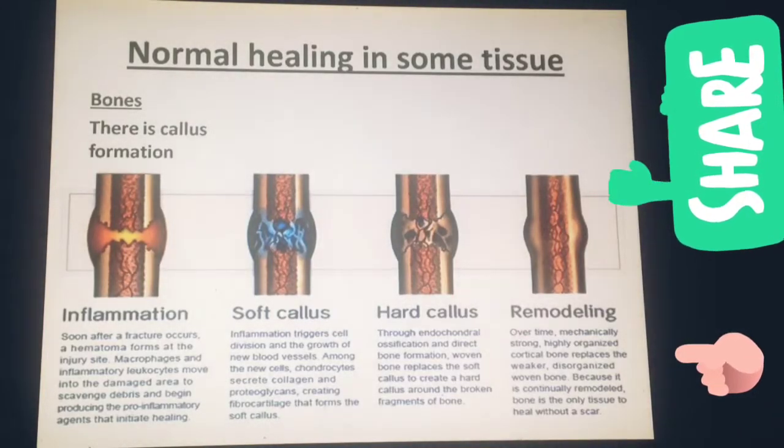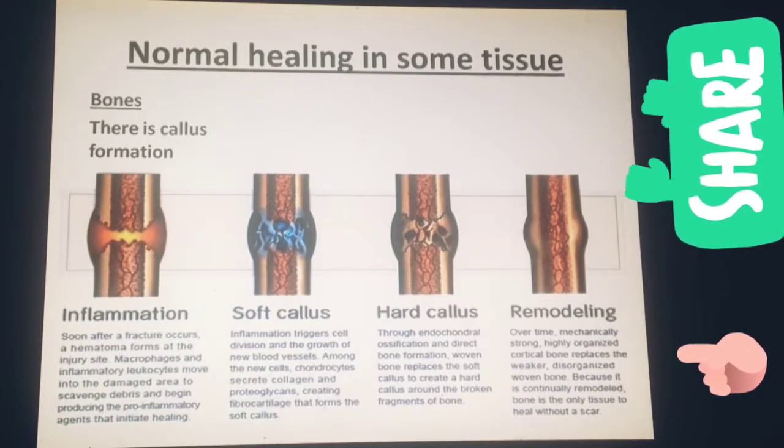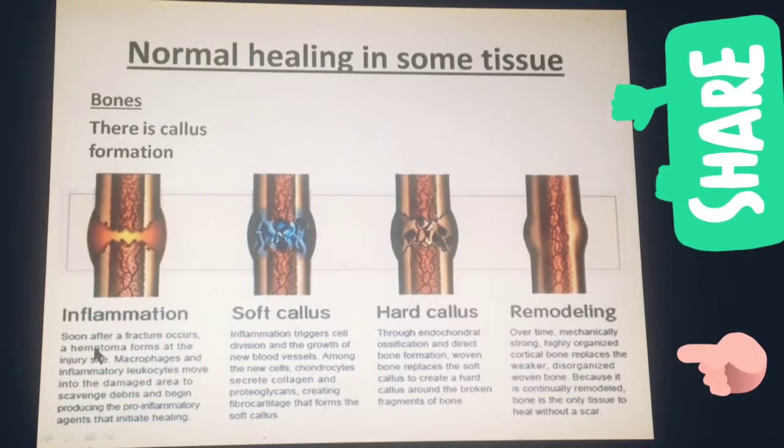Now we will look at some of the normal bone healing. The first example we have is the bone. Now whenever a fracture is formed in a bone, the first phase that is seen in the bone is the inflammatory phase. And this is what happens after the fracture has occurred. A hematoma is formed at the injury site. Macrophages and inflammatory leukocytes move into the damaged area to scavenge the debris and begin producing the pro-inflammatory agents that initiate the healing. The next phase is the soft callus formation.